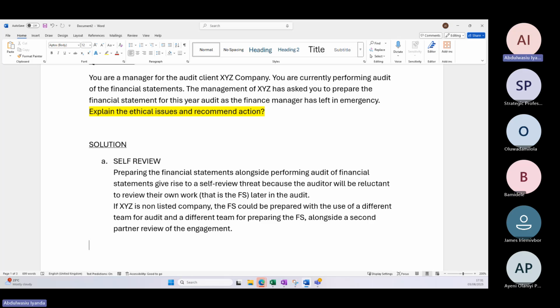So the second one that we also make mention of is management. Let me write it in this. There's also management, right? Because it's their responsibility. So we'll go now. Preparing the financial statements.